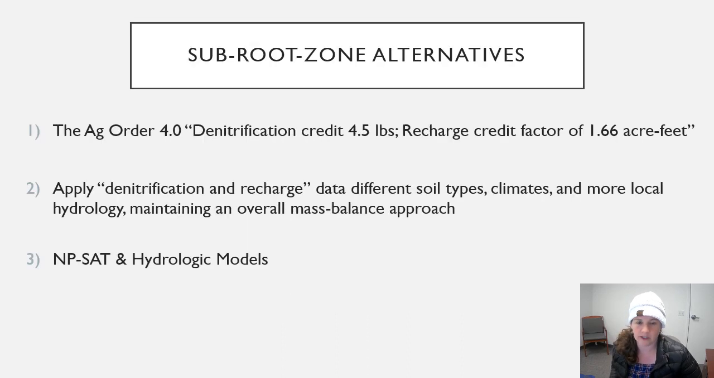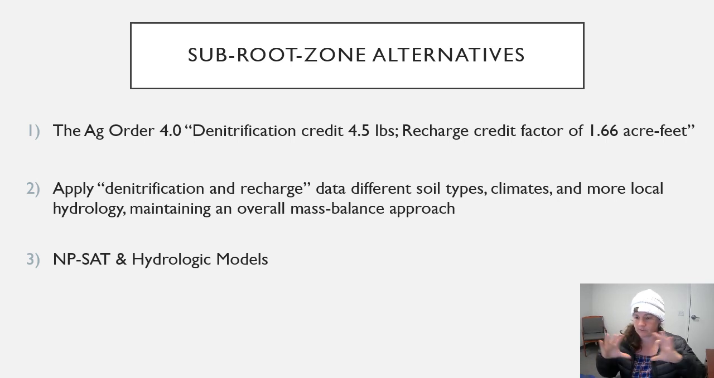Now talking about the vadose zone. There are really 3 vadose zone or subroot zone alternatives. The Ag Order 4.0 approach is to apply a universal denitrification credit of 4.5 pounds, a recharge credit factor of 1.66 acre-feet. Another approach, an alternative, would be to apply denitrification and recharge data according to different soil types, climates, and more local hydrology, but maintaining an overall mass balance approach.